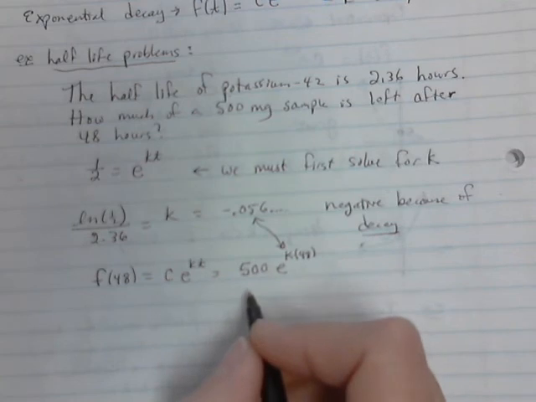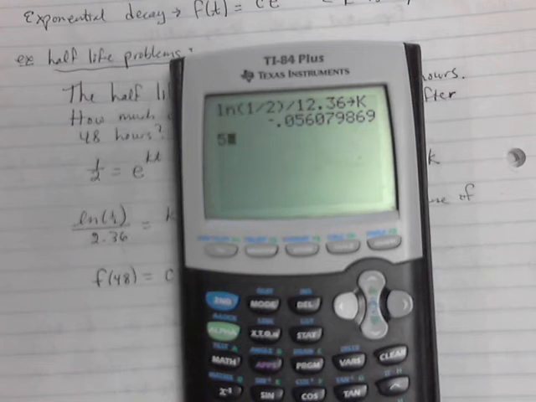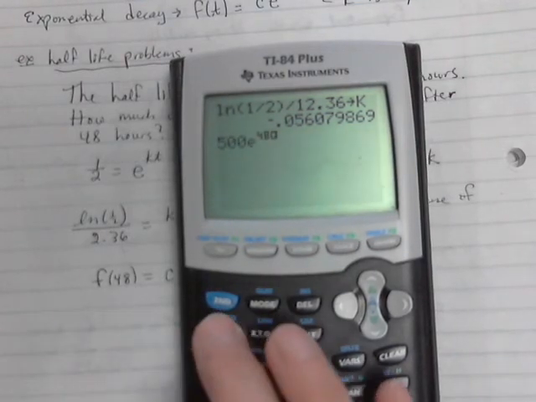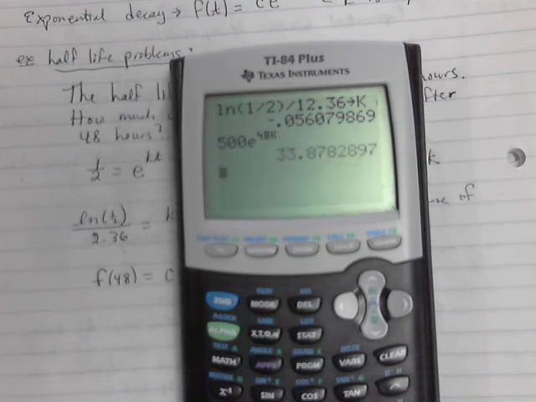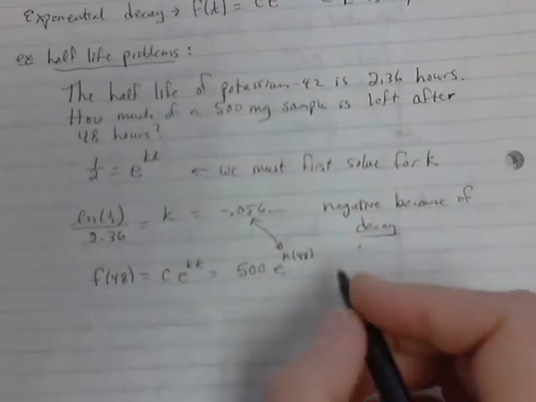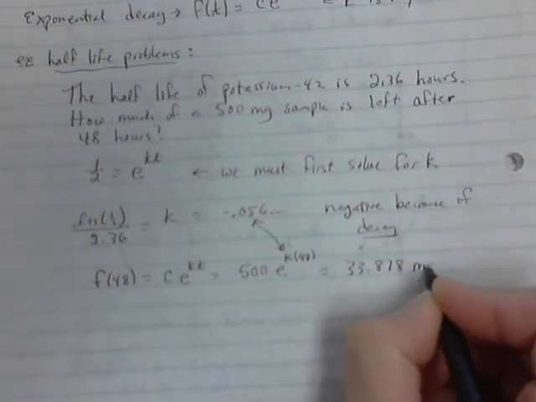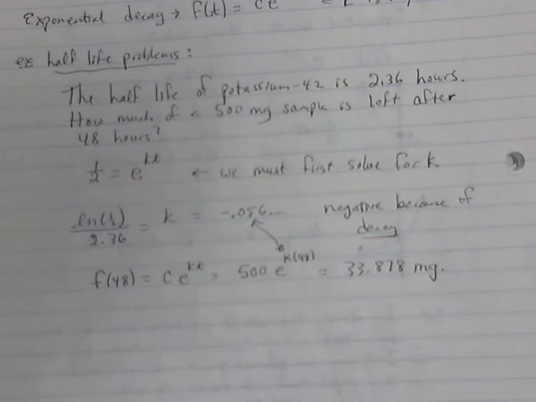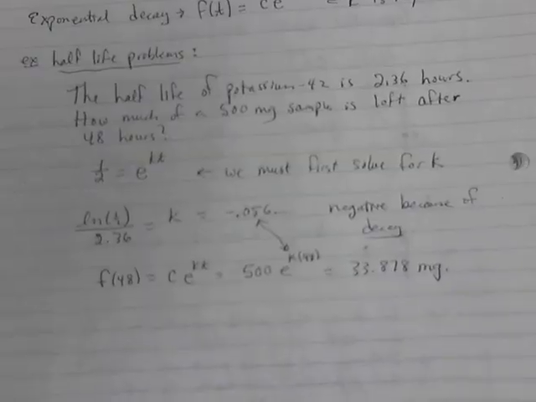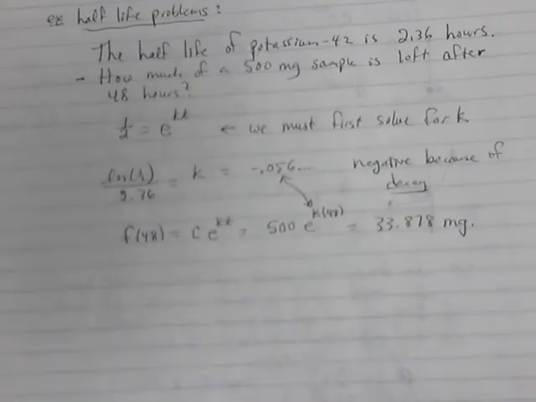So we don't have to do any logarithms on this part. We just put this into our calculator. So we do 500 times e to the power of 48k. And it looks like it's 33.878 milligrams. 33.878 milligrams are left in the body after 48 hours out of the 500 milligram sample that was given. So that's the first question for this.